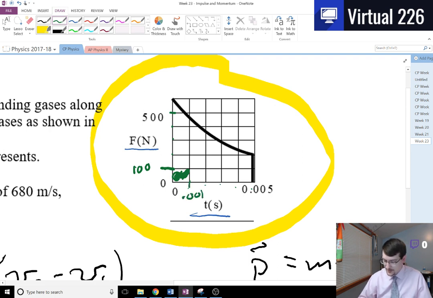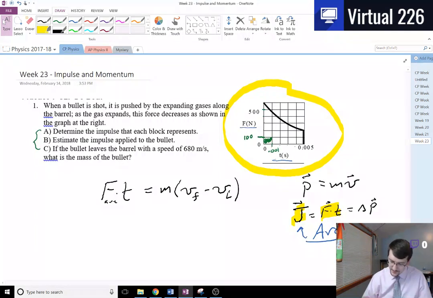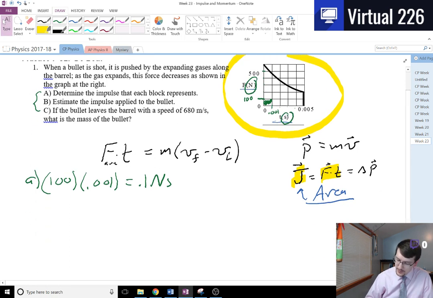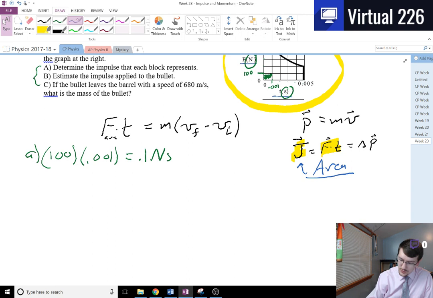And if I do 100 times 0.001, each of these blocks is going to be equal to 0.1 Newton seconds of impulse. Okay, so I know that 0.1 Newton seconds equals the impulse of one block.